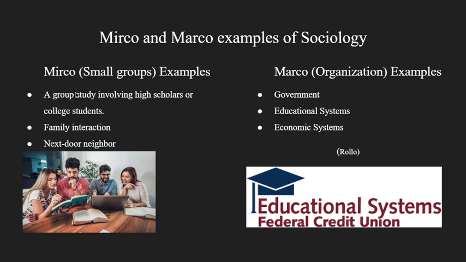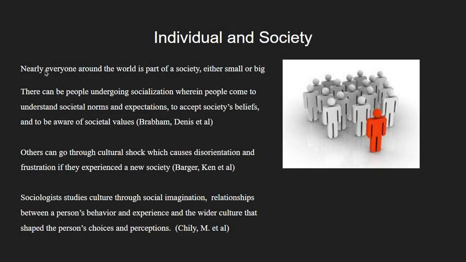The micro examples of society are small groups, such as a group study of high schoolers, family interaction, and next door neighbors. Macro examples of society include government systems, educational systems, and economic systems. And nearly everybody around the world is part of society, either small or big. There are people undergoing socialization, where people come to understand society's norms and expectations, to accept society's benefits, and to be aware of societal values.